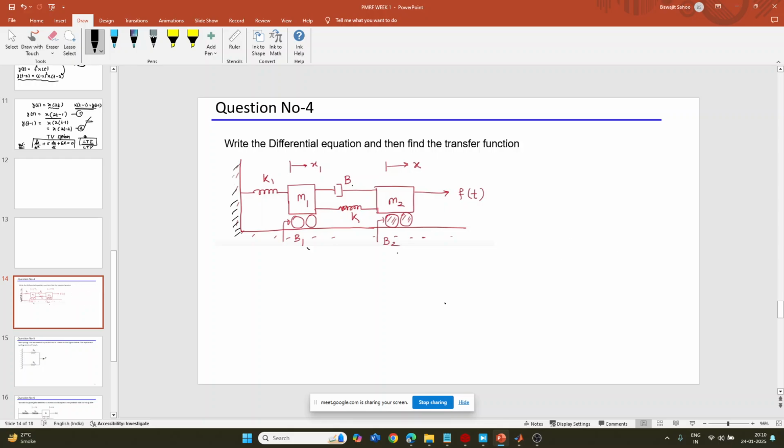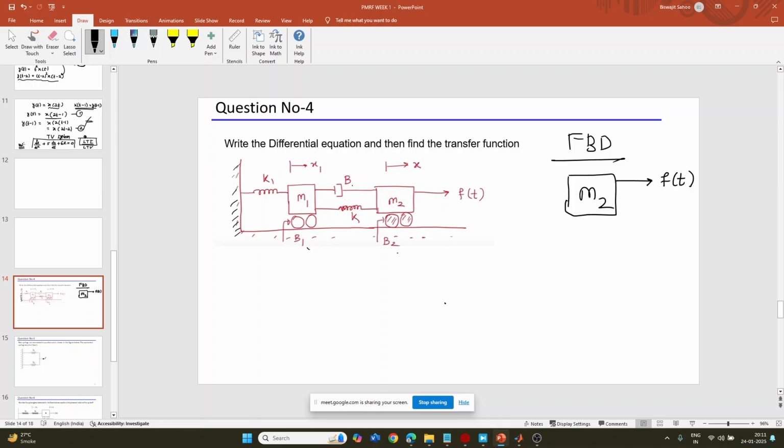Now what you have to do is draw the free body diagram of mass m2. I'm doing m2 first because the force is applied on m2 only. Let me draw that body, m2. Let's say one person pulls the mass to the right-hand side by applying an external force F of t. F of t is the right-hand side force.